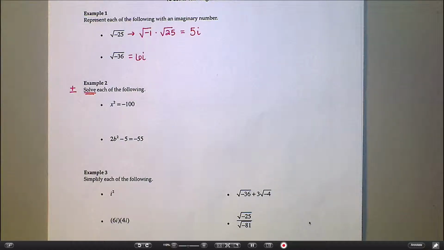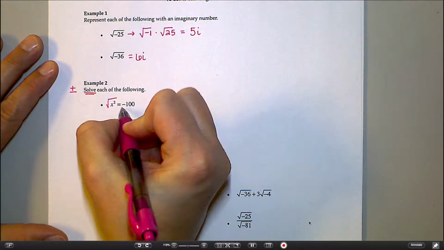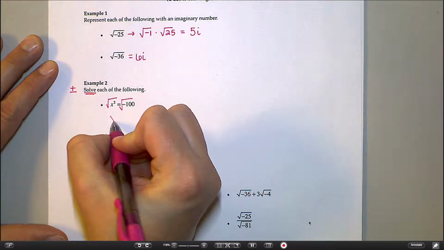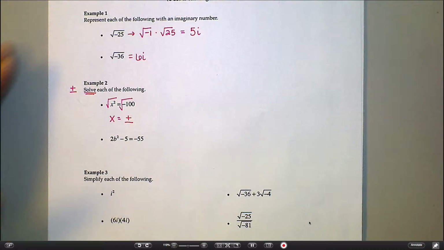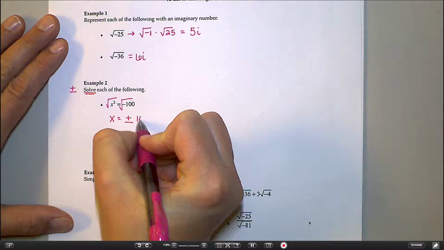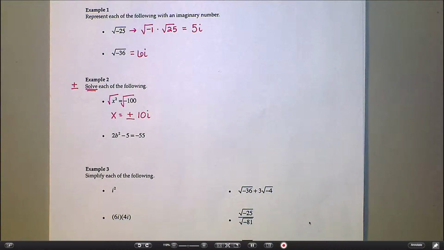x squared equals negative 100. Square root, okay? And when we square root, we know that we're going to need a plus or minus. What's the square root of negative 100? Nope. 10i, good. So you would say plus or minus 10i. Okay. So just like we were doing before, when you take the square root of a negative, tack an i onto it. Okay. How about that next one?